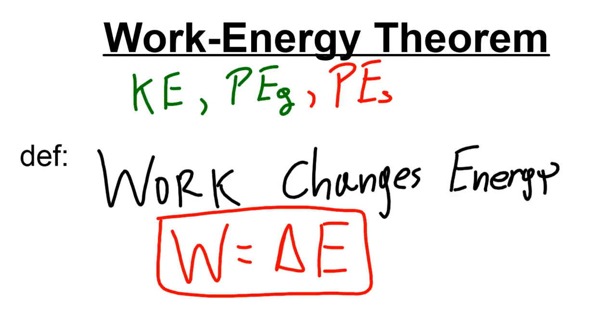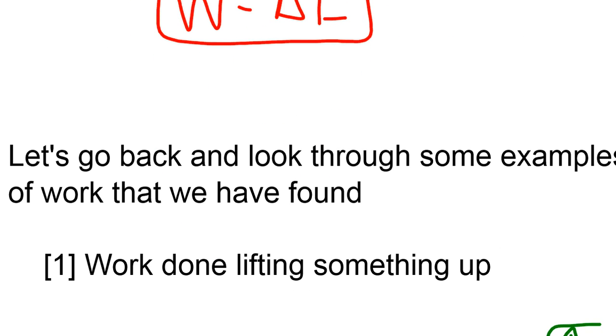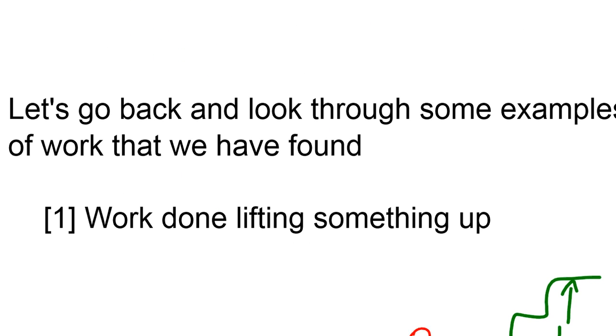So now that we know that work results in some object having a different amount of energy, we can examine things we've done in class where we've done work on objects, and examine now not the work done, but the change in energy of the object. So let's go ahead and do that. We'll go back through some examples.